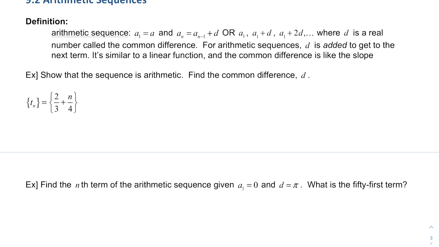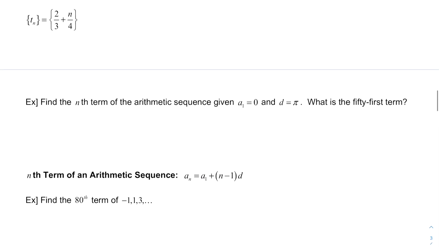So we're going to try this example. Show that the sequence is arithmetic. Find the common difference d. So one way we could do this is by listing out the first few terms and see if we notice a common difference between them. So let's find the first term, t sub 1. So it's 2/3 plus 1/4.